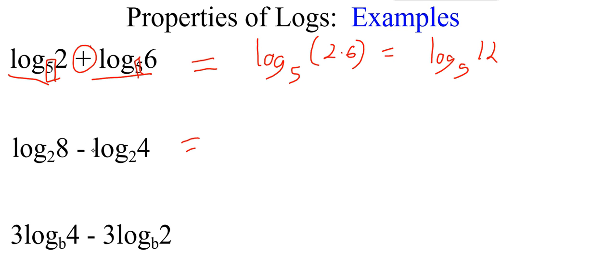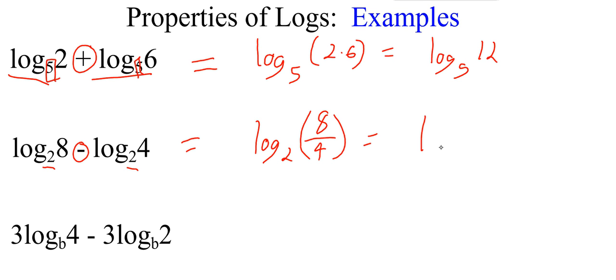Here I have subtraction, so I should be thinking of division as I'm writing a single logarithm. Again, checking we still have base 2, so log base 2 of 8 divided by 4. Well, 8 divided by 4 is 2, so I get log base 2 of 2, and we know that's 1.